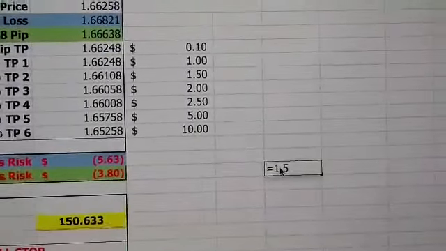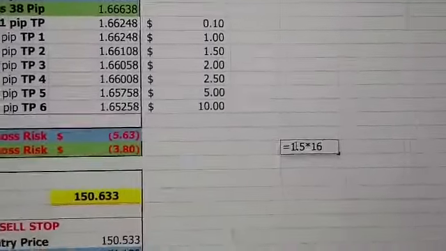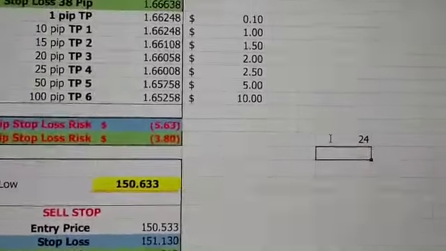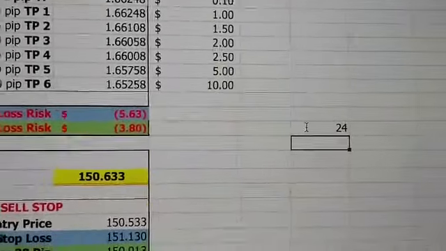$1.50 times 16, and that's $24. So remember, my goal for the day was 20%. I made $24. That's 24% on my $100.